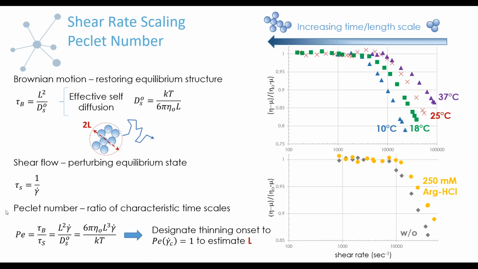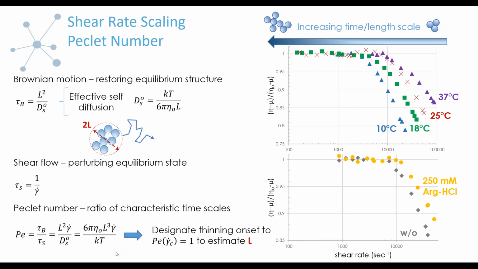So what we're going to do is rescale our shear rate by calculating what we call the Peclet number. And this is basically just taking a ratio of these two time scales, the Brownian motion time scale and the time scale associated with the shear flow. And so we can calculate that out knowing what we have here as our expressions for the two time scales.